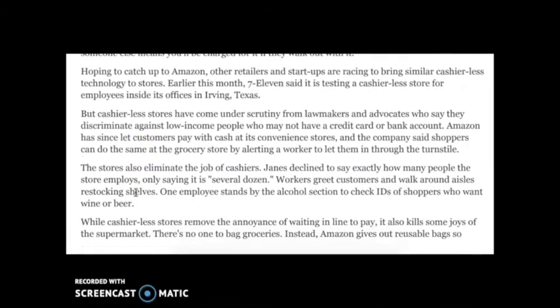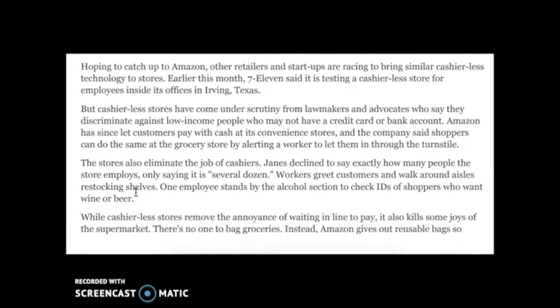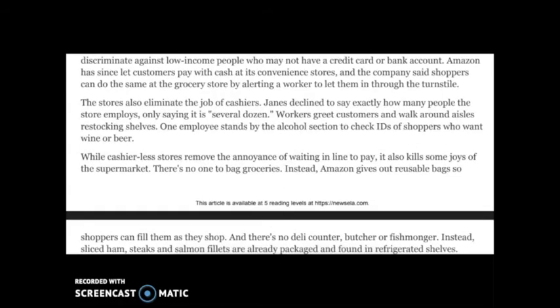But cashierless stores have come under scrutiny from lawmakers and advocates who say that they discriminate against low-income people who may not have a credit card or bank account. Amazon has since let customers pay with cash at its convenience stores, and the company said shoppers can do the same at the grocery store by alerting a worker to let them in through the turnstile. The stores also eliminate the job of cashiers. James declined to say exactly how many people the store employs, saying only it is several dozen. Workers greet customers and walk around the aisles restocking shelves. One employee stands by the alcohol section to check IDs of shoppers who want wine or beer.